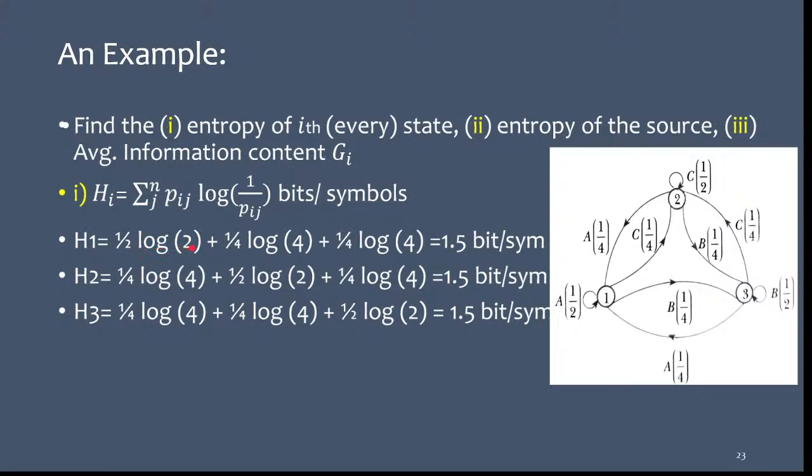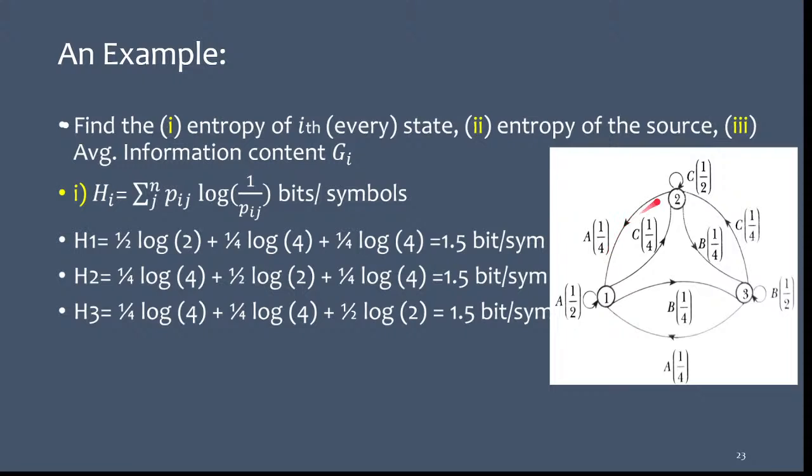For all the transitions, you need to find out Pij log 1 by Pij. The transition probability is 1 by 2. Here the transition probability is 1 by 4. It's 1 by 4. So basically you need to find out what transitions we have. Here is one outgoing transition, second outgoing transition, and third outgoing transition. So that's what we sum up here.